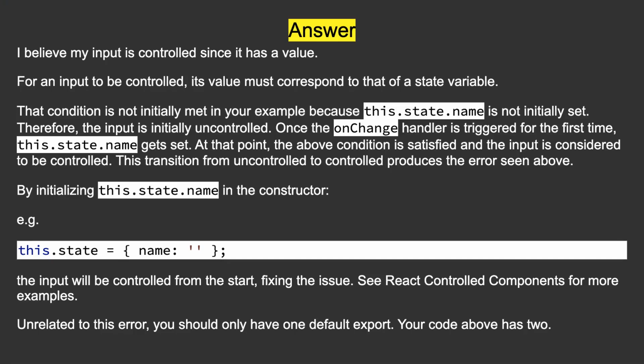Once the onChange handler is triggered for the first time, this state name gets set. At that point, the above condition is satisfied and the input is considered to be controlled. This transition from uncontrolled to controlled produces the error seen above.